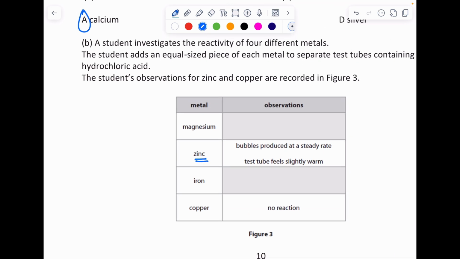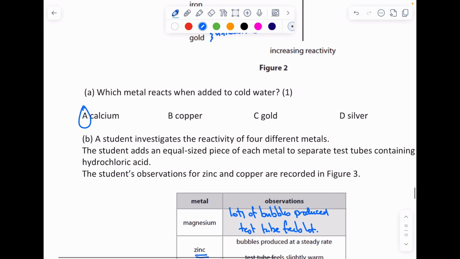So all we need to do here is look at those bubbles produced. So here we would get lots of bubbles produced. And it says the test tube feels slightly warm. We're going to be hotter than that, so the test tube feels hot. And then the next one, to predict for copper and iron.